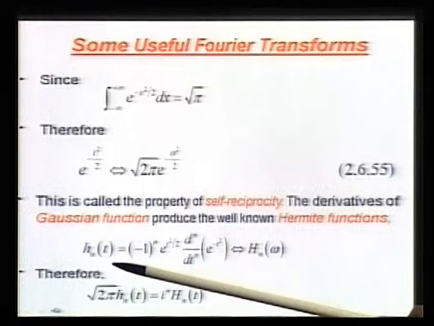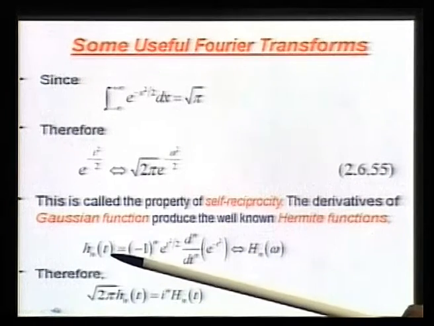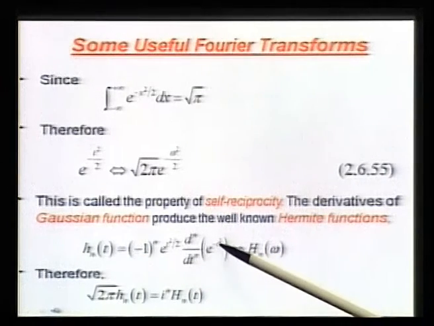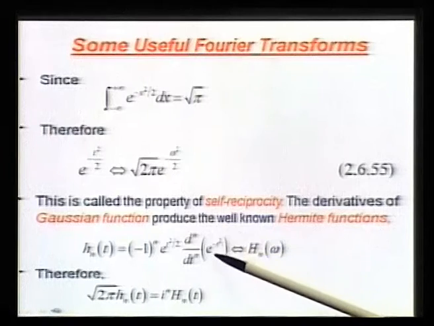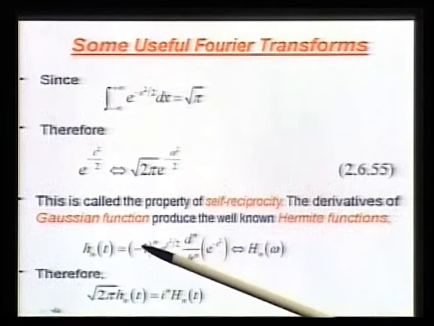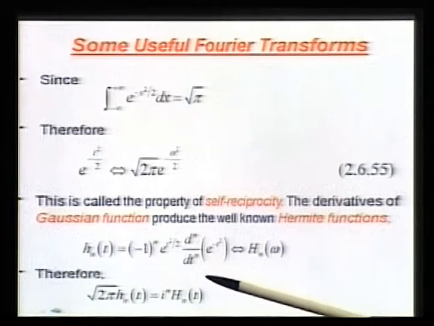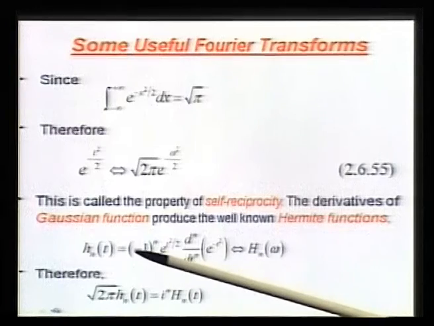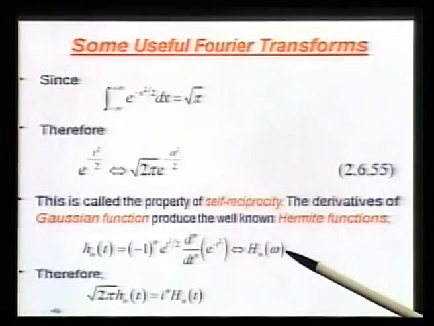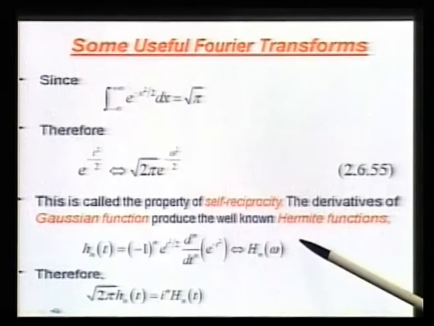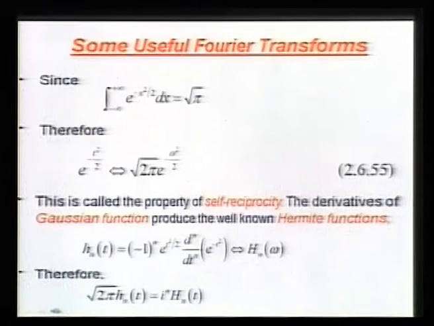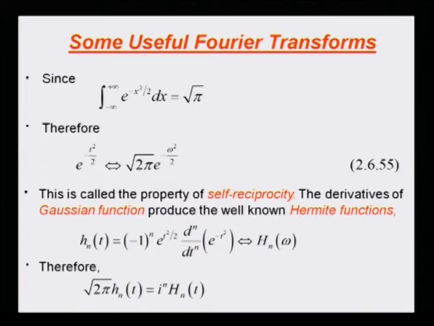They have this generic equation. You can take the derivative of e to the power minus t square, and then you can get a whole set of Hermite functions of different order n, and the corresponding Fourier transform we will call h of n. One can show, well, this is a mistake here, that root 2 pi h n of t should be i to the power n h n of omega. You can show that.